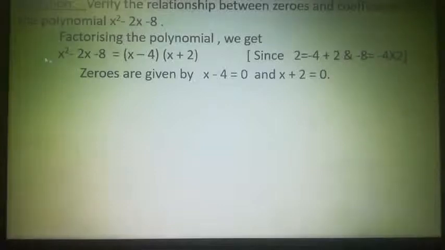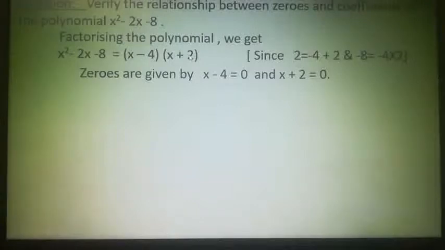So we can write this in the form of the identity x square minus (alpha plus beta) x plus alpha beta is equal to x minus alpha into x minus beta, which is the identity we use, and here alpha is minus 4 and beta is positive 2. So the factors are x minus alpha into x minus beta, or x minus 4 into x plus 2. So the factors of x square minus 2x minus 8 are x minus 4 and x plus 2.